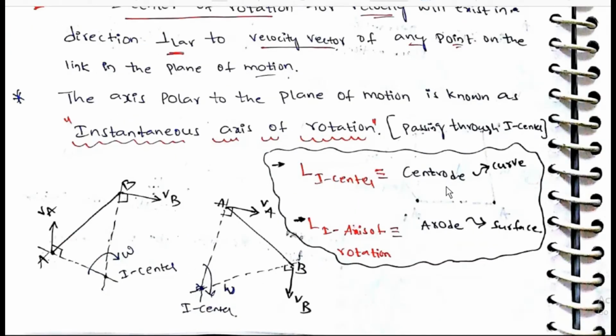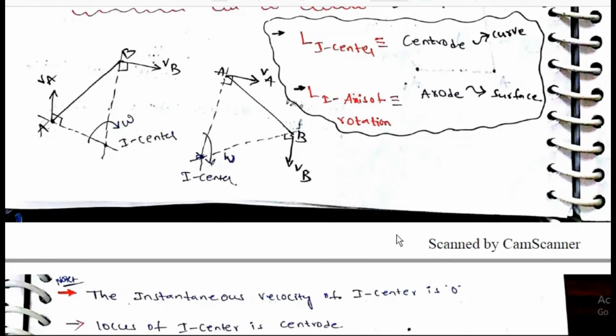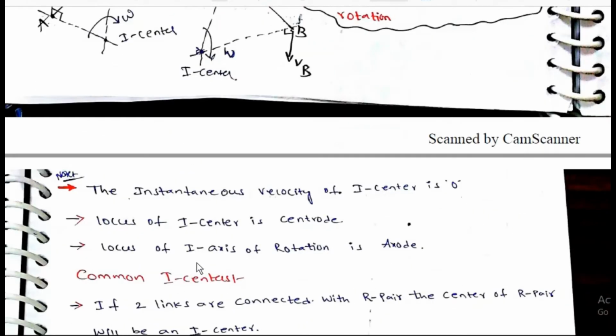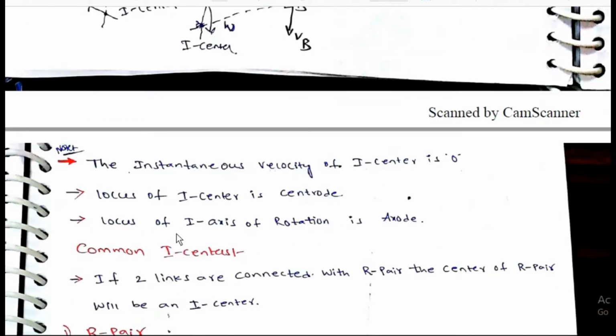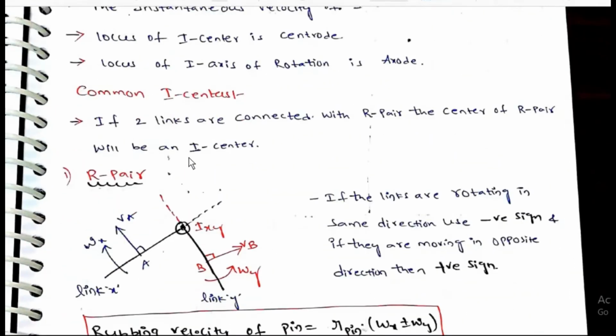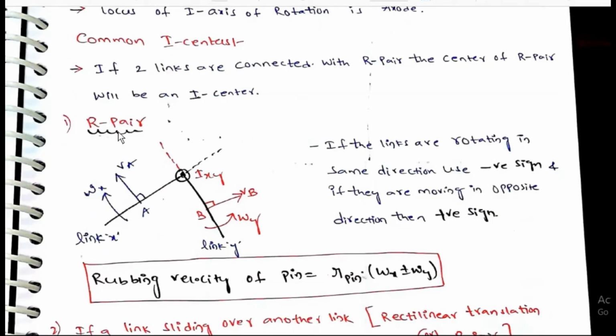The locus of the I center is the centroid curve; the locus of the I axis of rotation is the axoid surface. The instantaneous velocity of the I center is 0. Common I center: if two links are connected with an R pair, the center of the R pair will be the I center. R pair is a revolute pair.